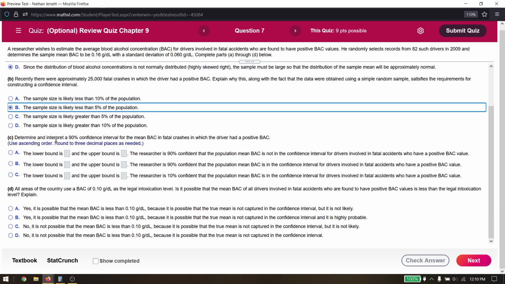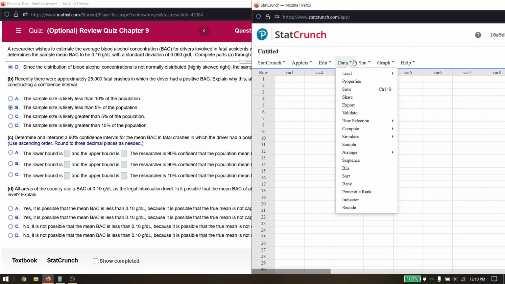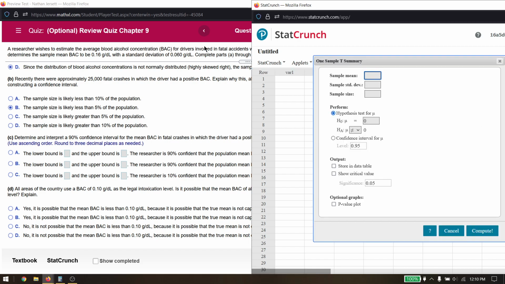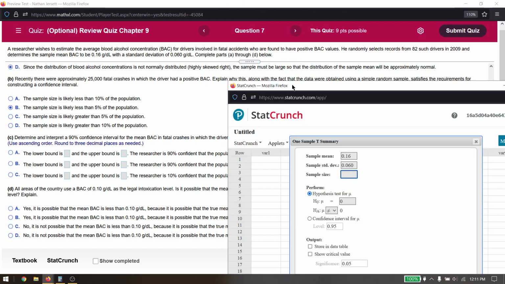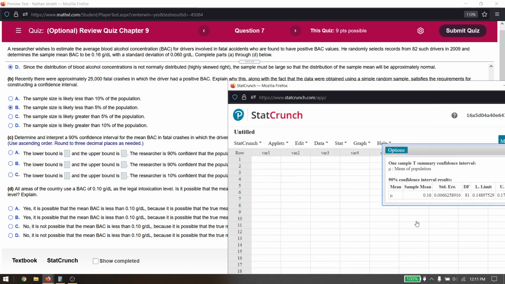Determine and interpret a 90% confidence level. Okay, so this is going to be a t distribution. We have the summary. The mean is 0.16. Standard deviation is 0.060. The sample size was, I believe, 82 such drivers, yes. We had a confidence interval of 90%. Okay, let us compute that.